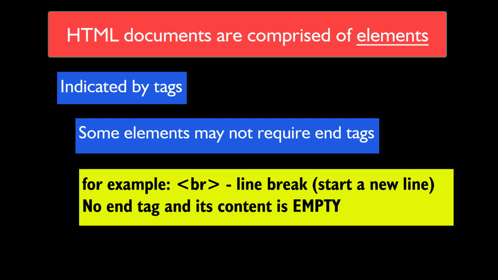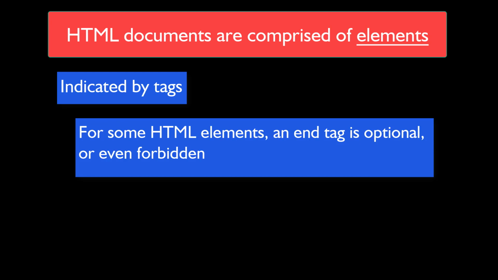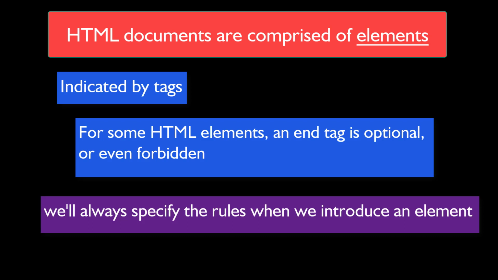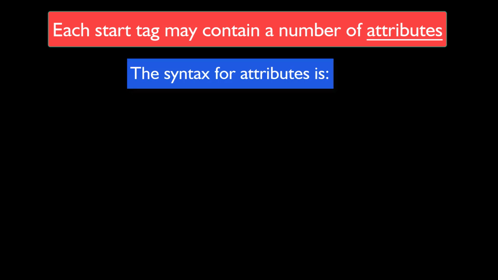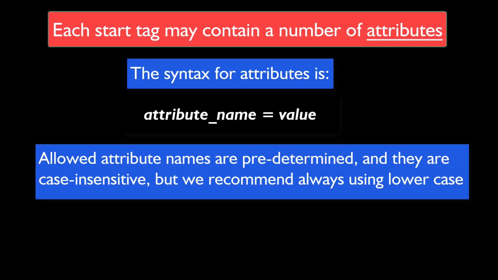For some HTML elements, an end tag is optional or even forbidden. We'll always specify the rules when we introduce an element. Each start tag may contain a number of attributes. There is a set of global attributes that are available to every element, and then some elements have attributes that only apply to them. The syntax for attributes is attribute name equals value, and the allowed attribute names are predetermined.